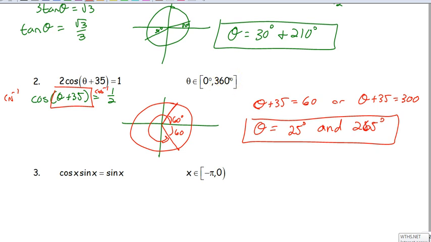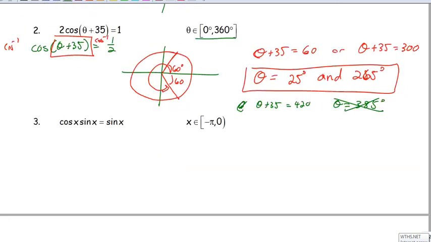There might be another one. Here's how you check if there's another one. Go all the way around the circle, and we're at 360, plus another 60 is 420. So just check that theta plus 35. The next time that will happen will be 420. If you subtract, you get theta is equal to, what is that, 385? Okay, is 385 within our interval? No, it's not. So we can't use that answer. You can always check more to double check.